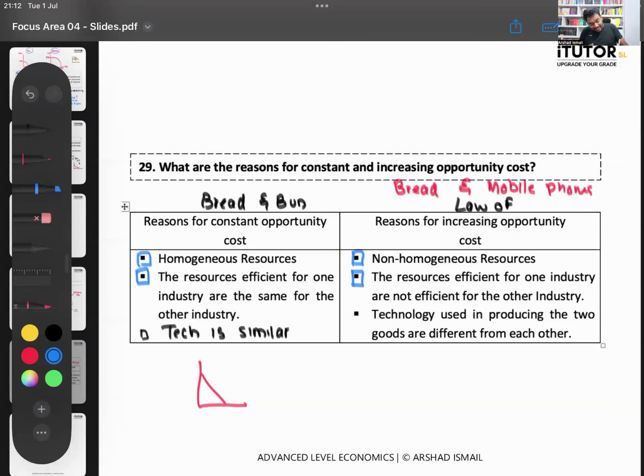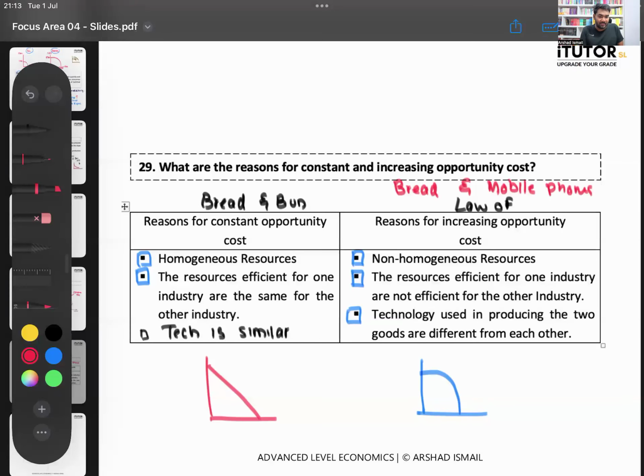And the technology used to produce the two goods are different. Practically think how you produce bread and how you produce mobile phones, the technology is completely different. So if these are the case, you will have increasing opportunity cost. Then your PPC will be concave. If the other case, you will have a straight line PPC, constant opportunity cost. So those are the reasons very heavily tested in your paper. These reasons and all, MCQs, they twist it around here and there, and they ask.